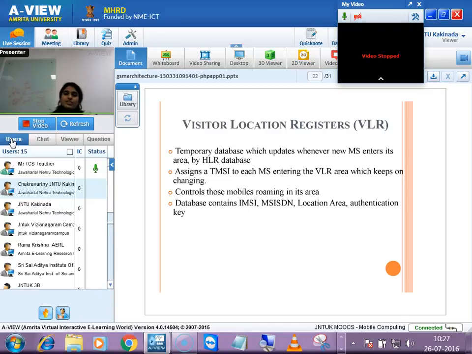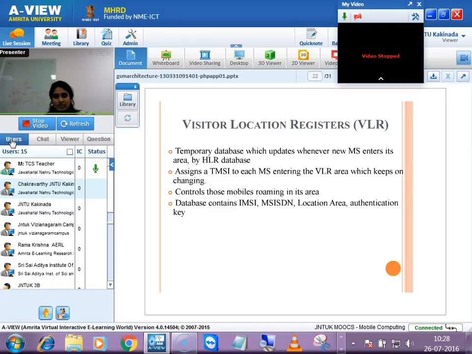Visitor location register. The visitor location register is nothing but temporary, right? You will be going to some other location, and you'll be coming back. So you are a temporary subscriber to that particular location, but you are a home subscriber to the place where you took your SIM and where you are staying. Whenever you go to some other place, you are the visitor there, so your profile will be stored in the visitor location register. It is temporary storage, since you are going temporarily. This temporary database is updated from the HLR database whenever a new MS enters its area.